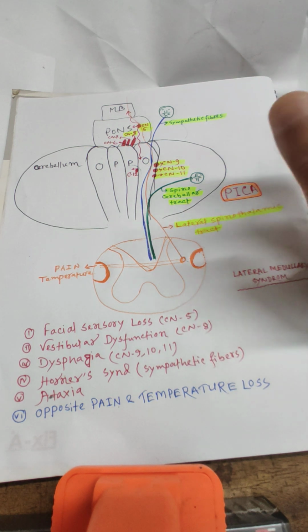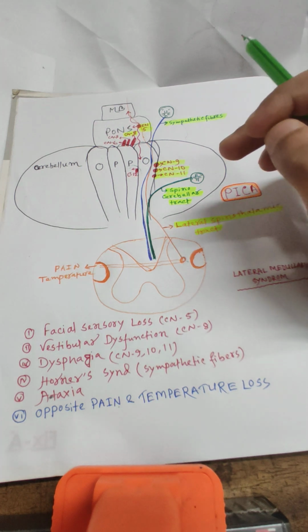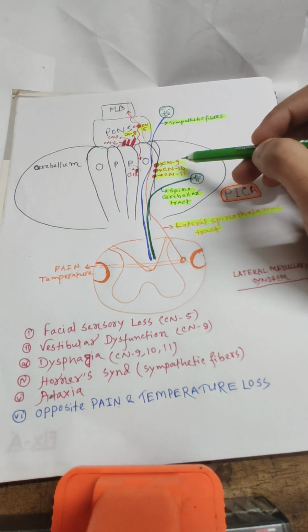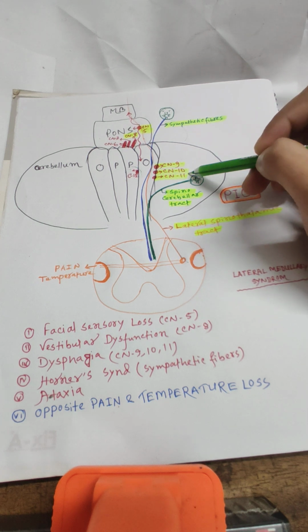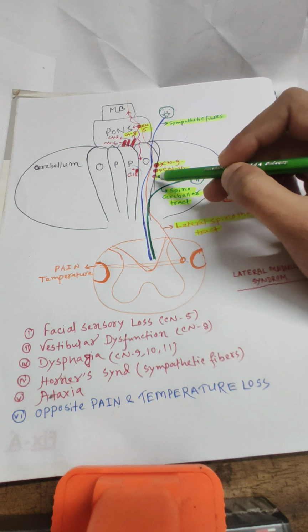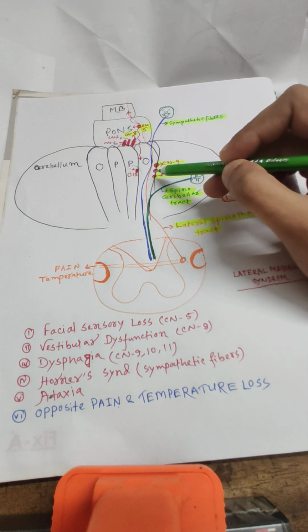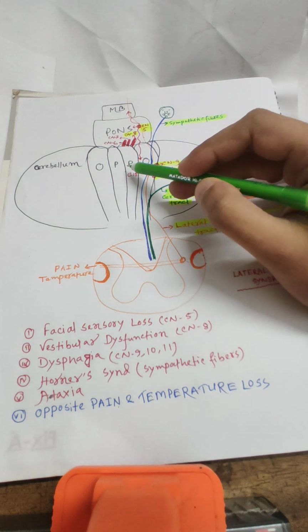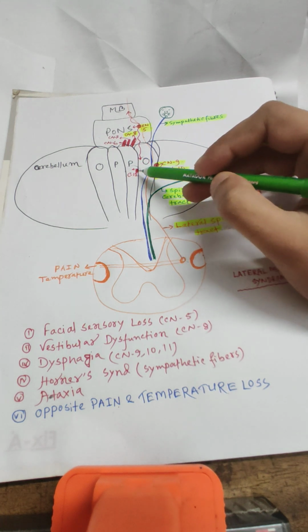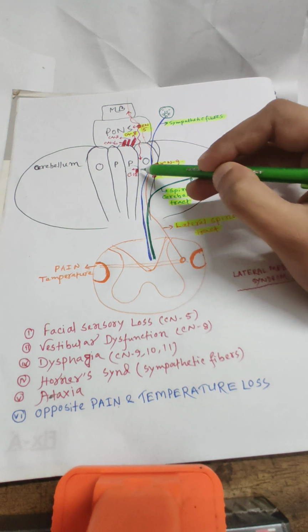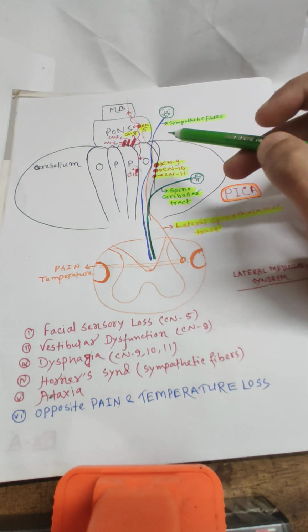Now, let's find out what are the structures situated on the lateral aspect of the medulla. First of all, look at cranial nerve 9, 10 and 11. These three cranial nerve nuclei are present on the lateral aspect of the olive or the medulla. But cranial nerve 12, which is situated just lateral to the center in the ponto-olivary junction, will not get affected in lateral medullary syndrome.